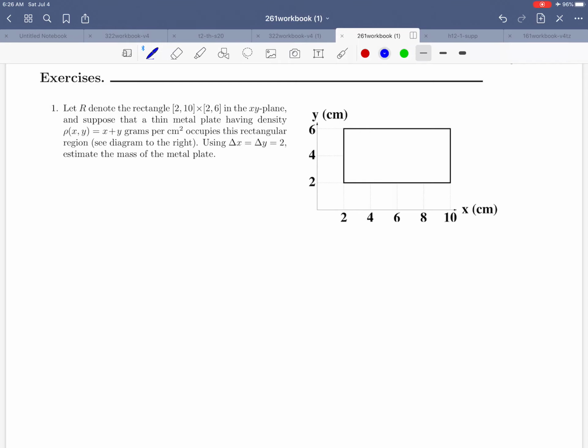Hello everybody and welcome to exercise 1 on page 58 of the workbook. This exercise is asking us to estimate the mass of a metal plate. Let's read the question together.